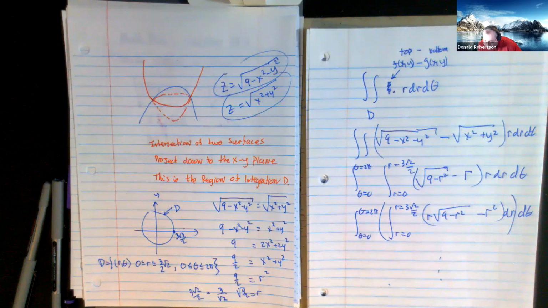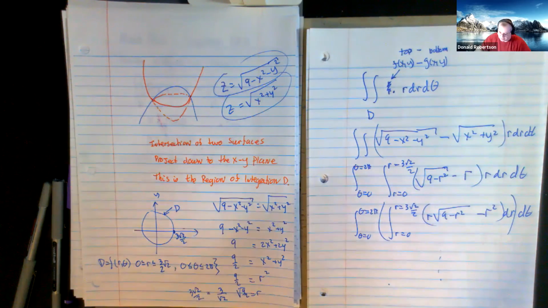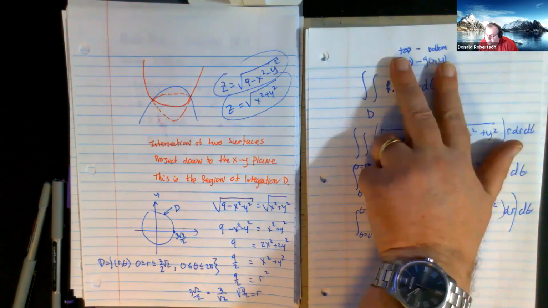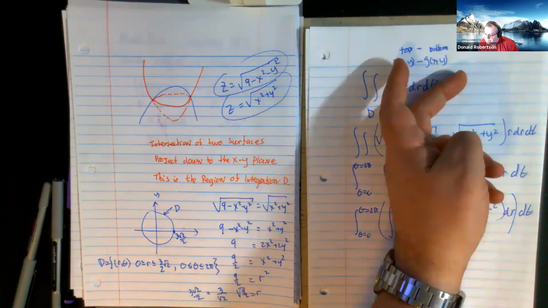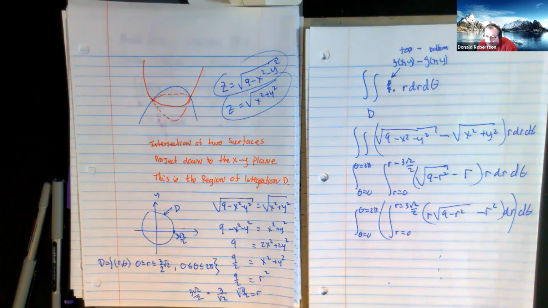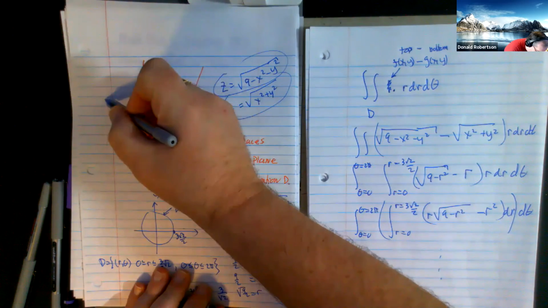Since this is a physical volume, a volume in three-dimensional space where the intersection of one surface meets up with another, it must be positive. If you end up with a negative answer, either you made a mistake in your algebra, or maybe you switched places and put the first one second and the second one first. But it must be positive because it is a physical object.